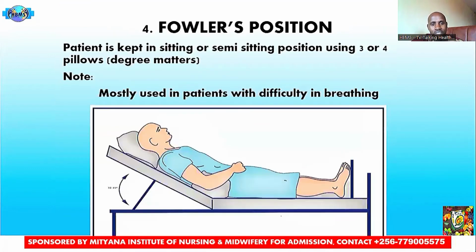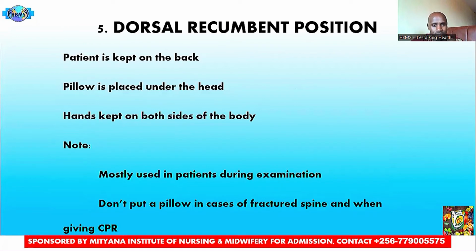Then the other one, we have what we call the Fowler's position. The patient is kept in sitting or semi-sitting position, either by use of 3 pillows or even 4. And more importantly, the degree matters. It can be at 30 to 45. At times, you need the patient to sit upright. That is 90 degrees and all that. And you need to note that most patients with difficulty in breathing, this is when we use the Fowler's position. Now, the other position is what we call the dorsal recumbent position.